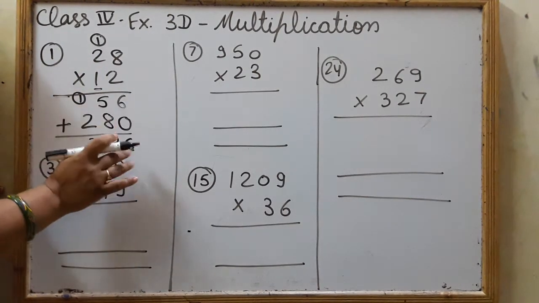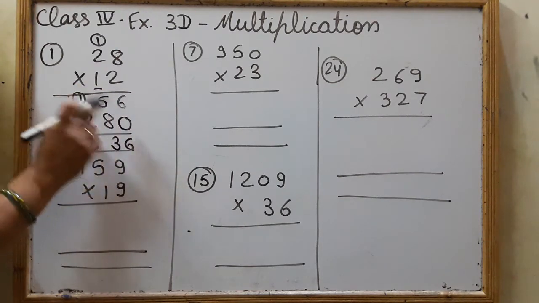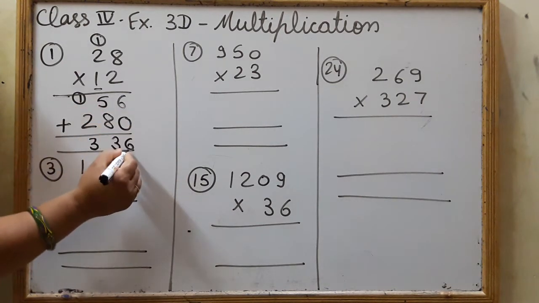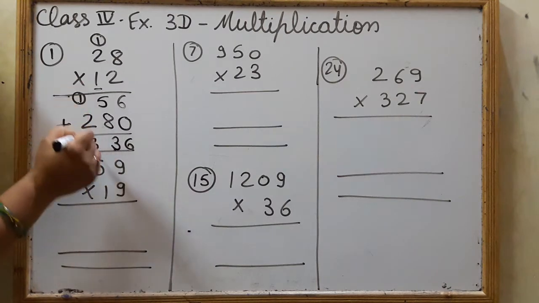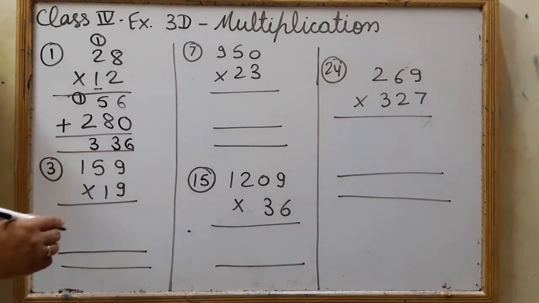Both products are here. You have to write them nicely in columns, so that when you add now, it will be easy for you. 6 and 0 is 6, 5 plus 8 is 13, 3 and 1 carry, and 1 and 2 is 3. Okay, next sum also we will do.